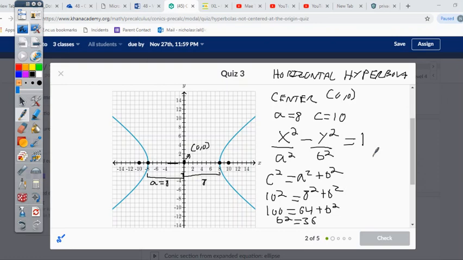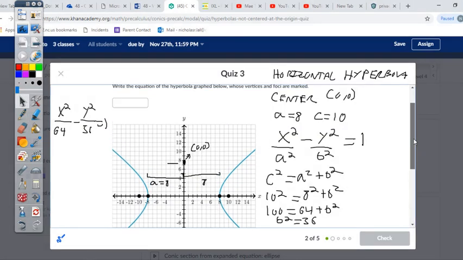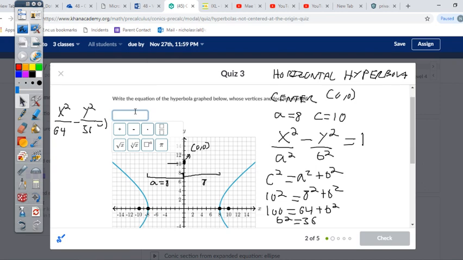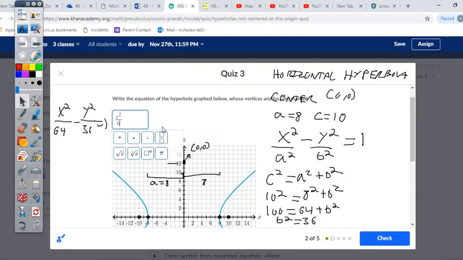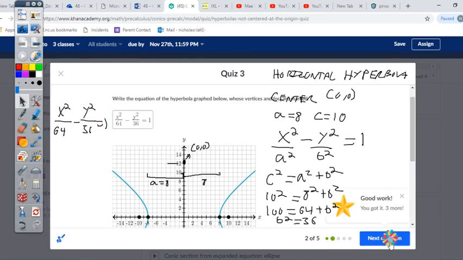So writing our final equation, we will have x squared over a squared, which is 64, minus y squared over b squared, which is 36, and that's going to be equal to 1. So x squared over 64 minus y squared over 36 is equal to 1. Great.